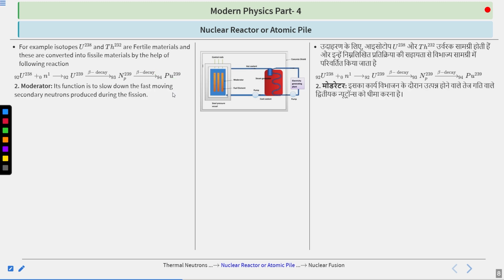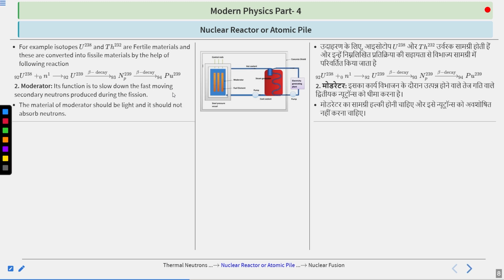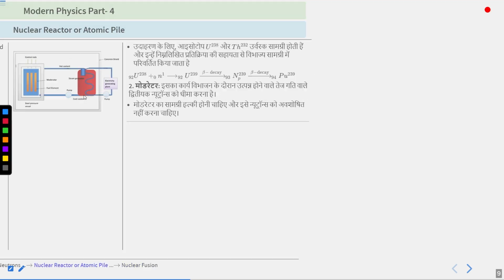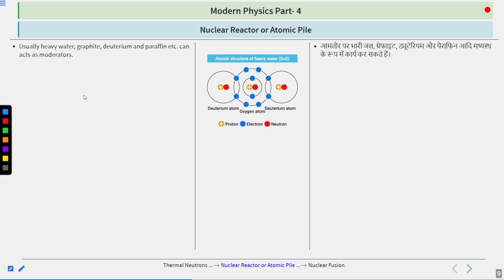Then moderator. The moderator has the function of slowing down the fast-moving secondary neutrons produced during fission, in order to control the chain reaction. The material of a moderator should be light and should not absorb neutrons, so that energy loss is minimized and only the slowing down of the fast-moving secondary neutrons is done. Usually heavy water, graphite, deuterium, and paraffin, etc., could act as moderators.